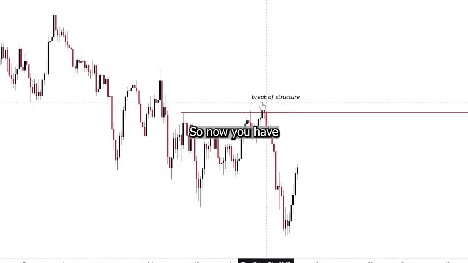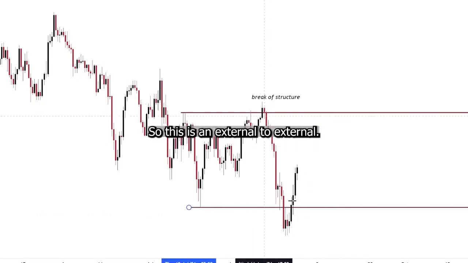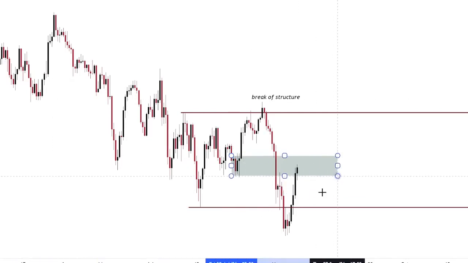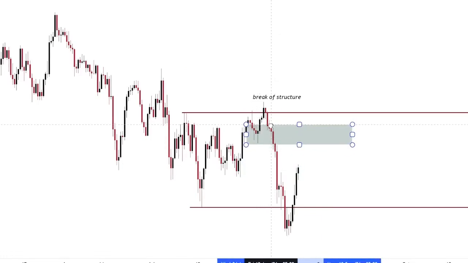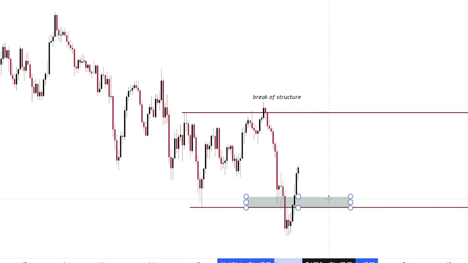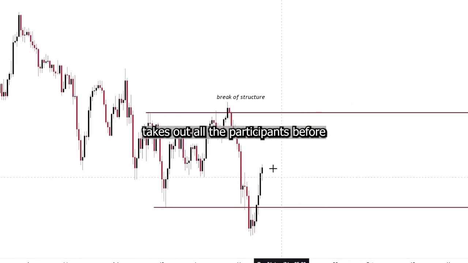So now you have your buyers here being trapped and your sellers here being trapped. So this is an external to external. Again, anybody that purchased price right here, their stop loss has been taken. Anybody that sold price right here at the basic support and resistance, their stop loss has been taken. And anybody that bought at this level, their stop loss has been taken too. So this is why this is the most powerful change of character, because price takes out all the participants before changing character.